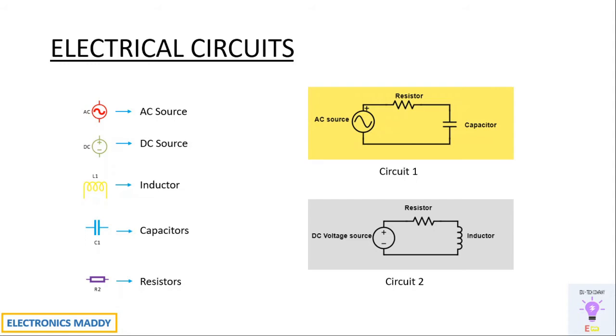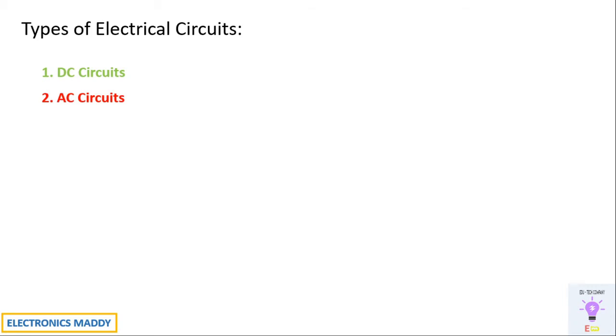Once we are clearly aware of what an electrical circuit is all about, we can go into the next concept. There are two types of electrical circuits, DC circuits and AC circuits. In this video, we are only talking about DC circuits. So let's get started with respect to DC circuits. What are DC circuits? In order to understand them, we need to know what is direct current.